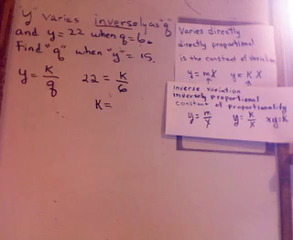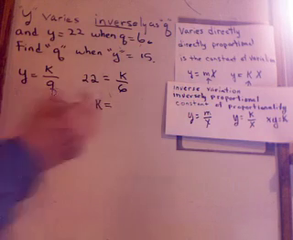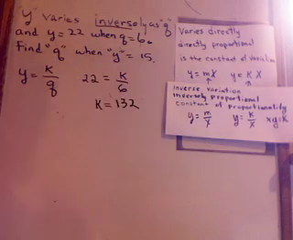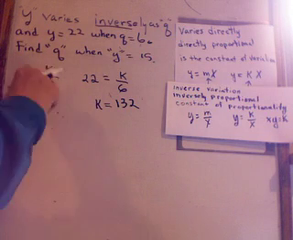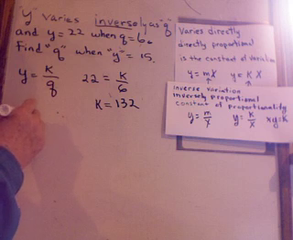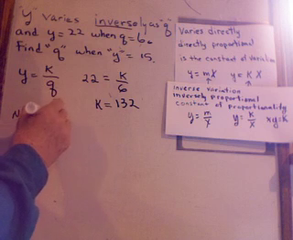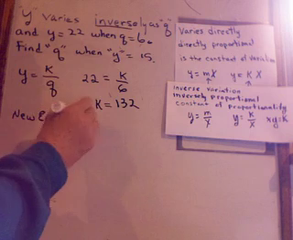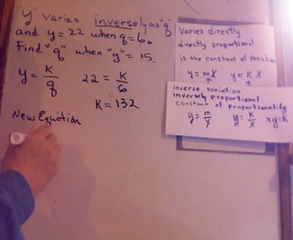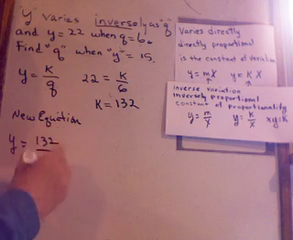Is it 132? Yeah. Okay. Now, what do I do next? Put it in and write a new equation. So now I have a new equation with the constant. So y equals 132 over q.